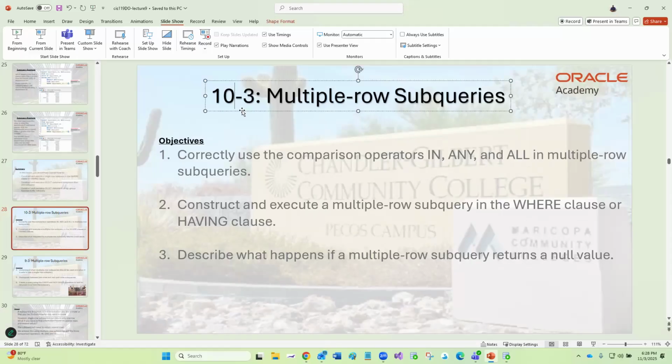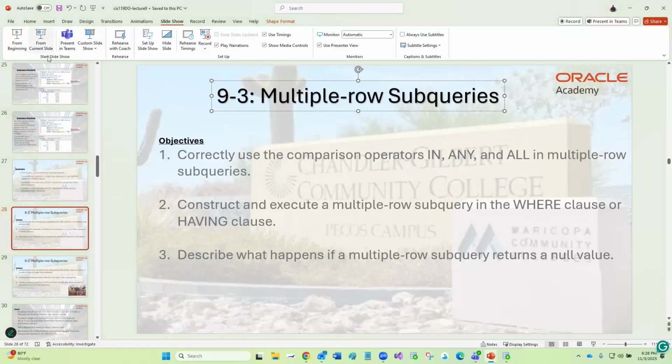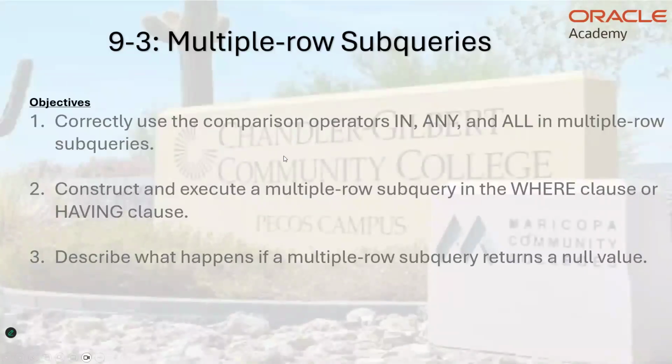Hold on. I didn't do my due diligence. All right. This should be module 9, not 10. All right, 9.3. Yay. I probably didn't change the fourth one either.